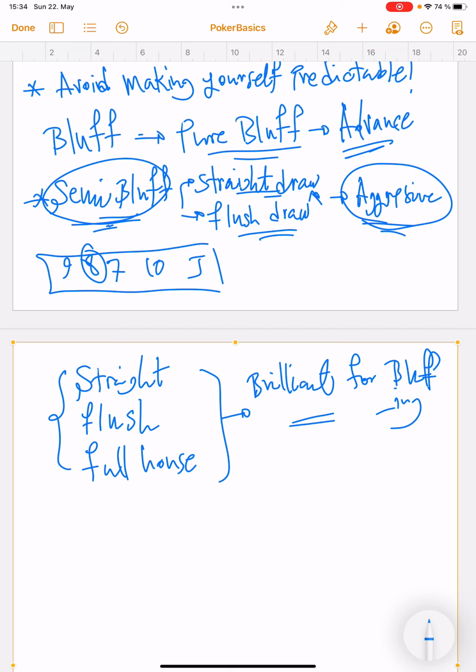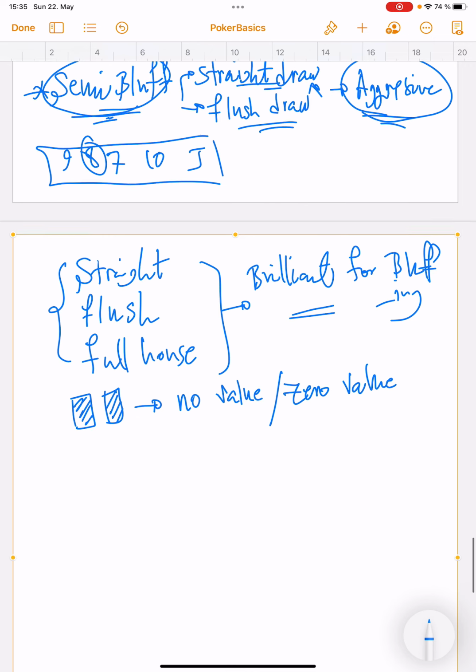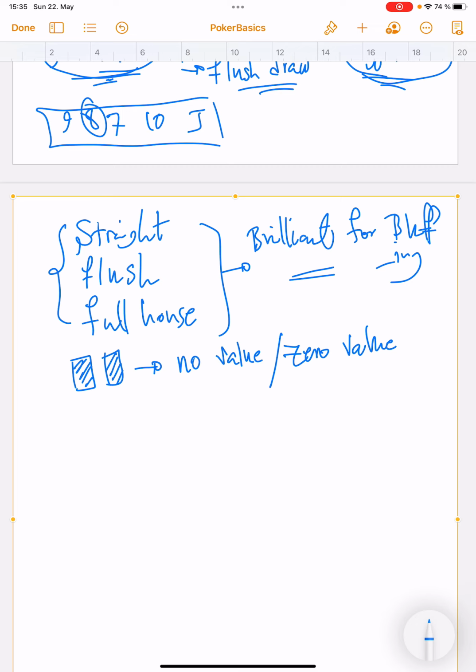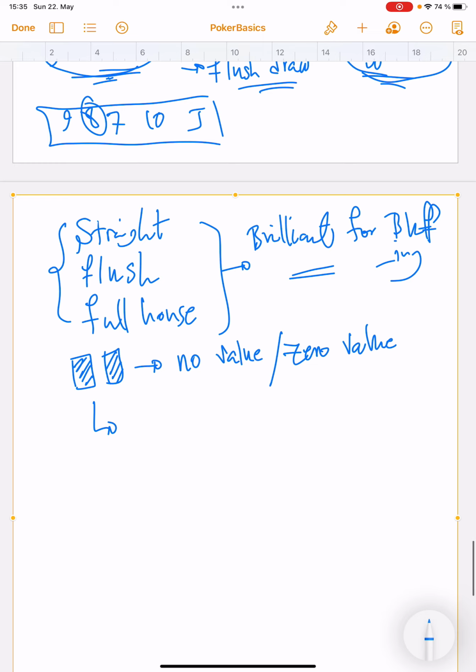So the 2 cards that you are holding in your hands have no value. They have 0 value. This is very important to understand. They have 0 value, and the reason is, what contains the value is the message. The message is the value. Only the message is the value.